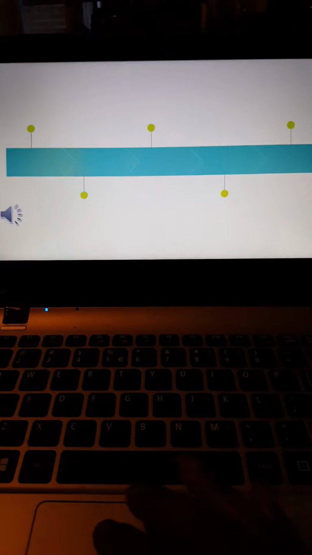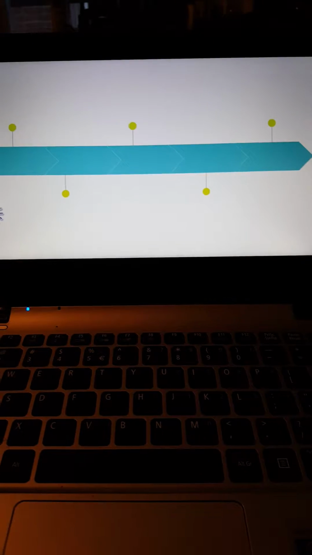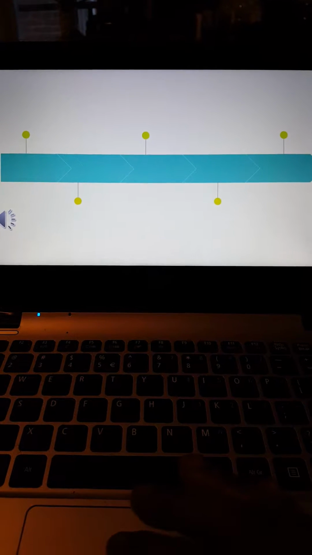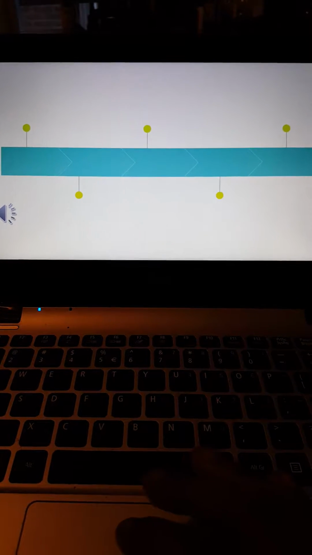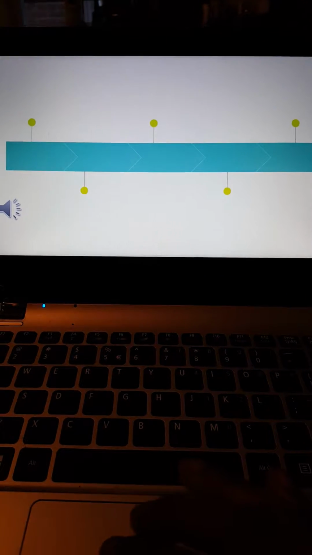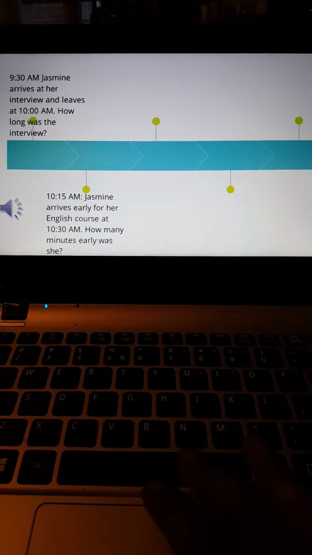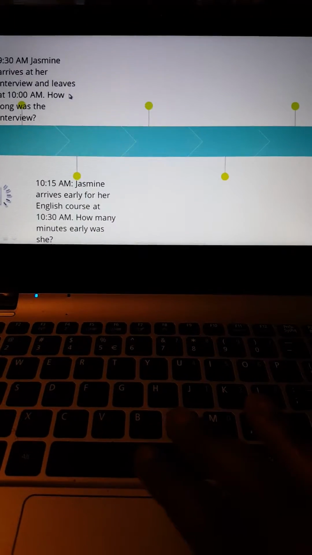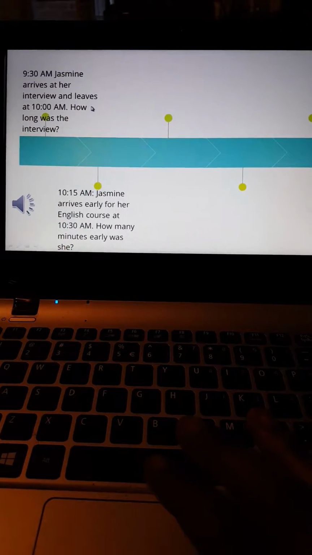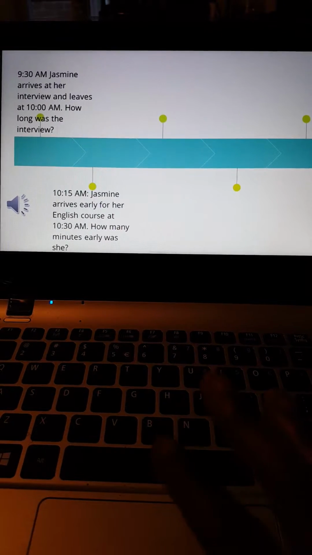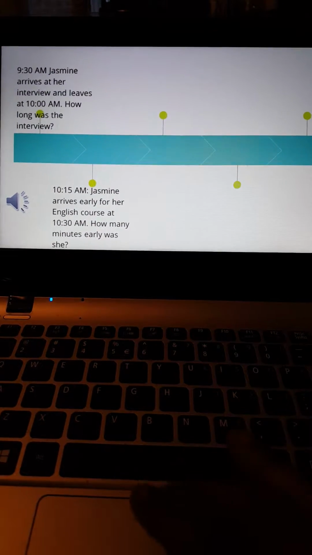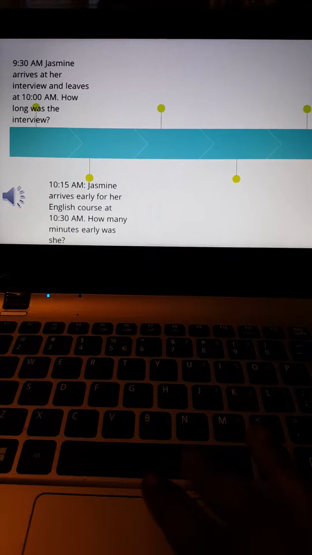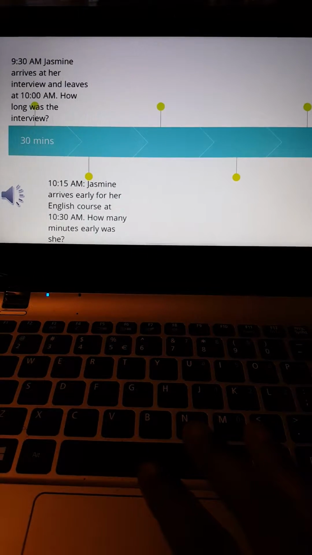Then we go into another interactive lesson. It's a timeline of a person throughout a couple hours in the day, and students would have to use basic math skills, subtraction most likely, to get the correct answer. So the first question that comes up is at 9:30 a.m. Jasmine arrives at her interview and leaves at 10. So students will have to use subtraction to figure out how many minutes the interview was from 9:30 to 10. So from there, students will learn that the time was 30 minutes.